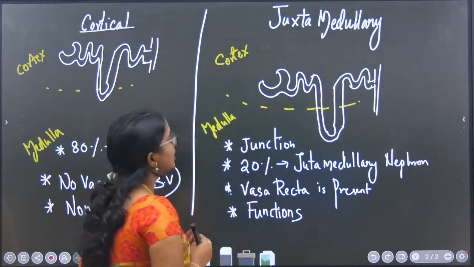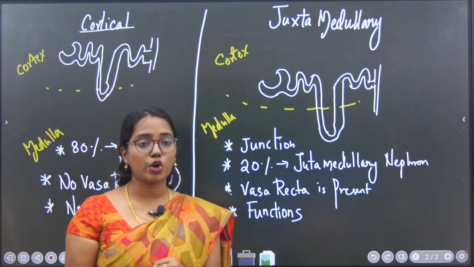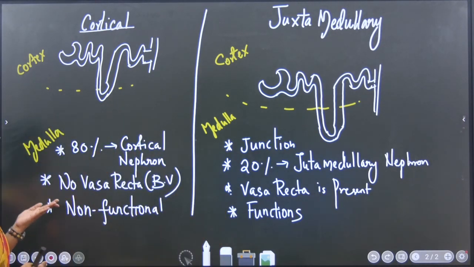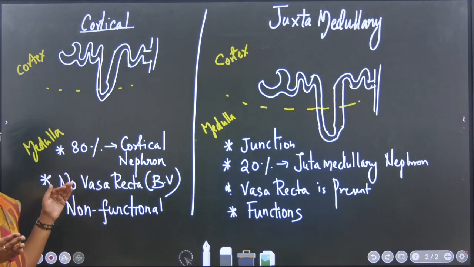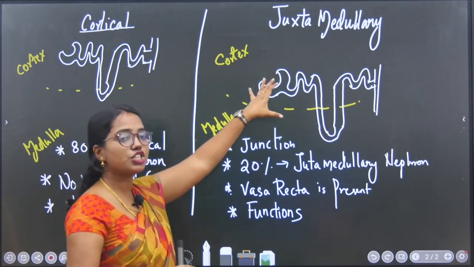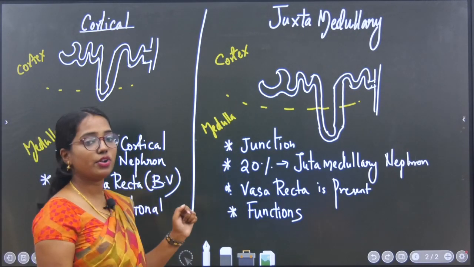So here is the basic difference between the types of nephron, cortical and juxtamedullary nephron. You can see the basic difference from the diagram itself, right? If it is present in the cortex, it is cortical; if it is present at the junction of cortex and medulla, it is juxtamedullary nephron.